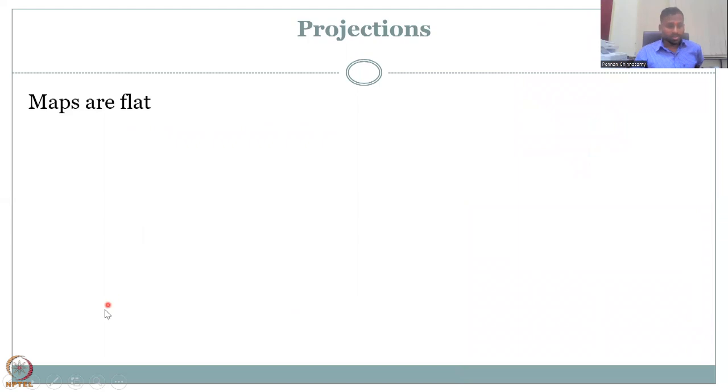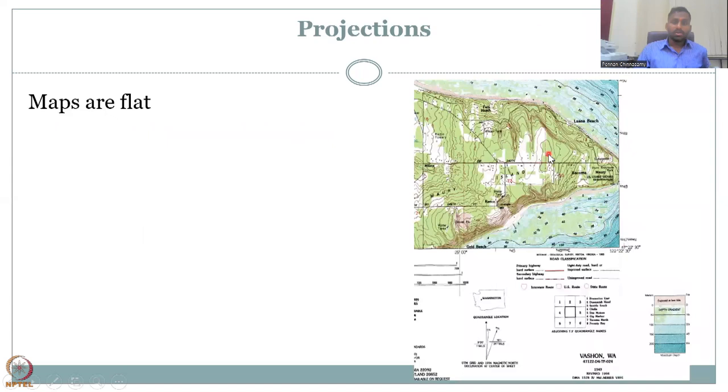and the descriptions. As I said, the maps are flat. Maps are a 2D surface, right? So a map is a paper, and in that paper, you want to bring all the information. When I say map, it's also the GIS map, because GIS is an electronic version of a map, a digital version of a map, right?